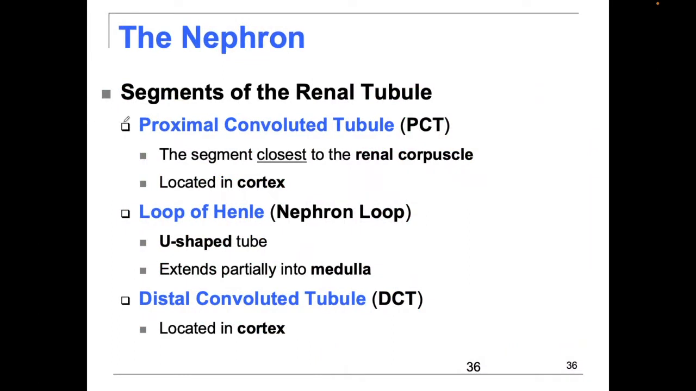So the segments of the renal tubule, I pointed out the proximal convoluted tubule, the distal convoluted tubule, and the loop of Henle. The proximal convoluted tubule, that's the segment that's closest to the renal corpuscle or Bowman's capsule. It's usually in the renal cortex, as is the distal convoluted tubule. Those are in the renal cortex, but the loop goes a little bit deeper. It's in the medullary portion. Okay, you see these loops down in the pyramids.